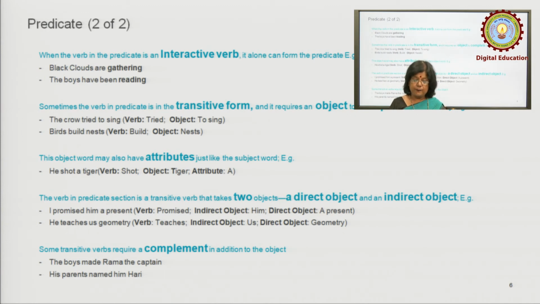Next: His parents named him Hari. Again here, his parents named him Hari. Hari will be the complement part. His parents named him. It does not sound correct. If you add Hari, the sentence will have a finishing touch. That is why: his parents named him Hari.